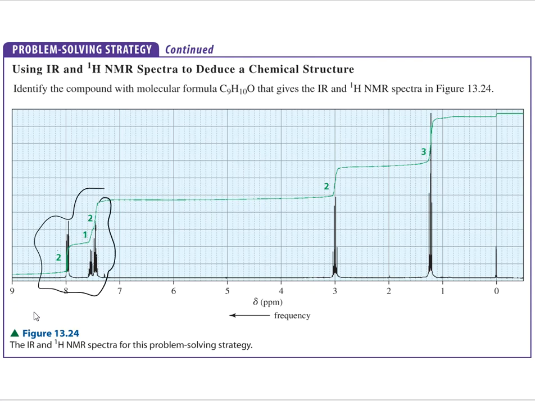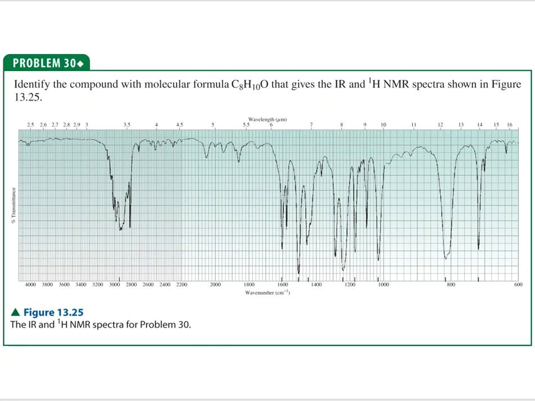I see a 2-1-2, and that was kind of traditional of what we saw in the other example problems with the ortho, meta, and para protons. And then it looks like I've got 2 other signals in place. So we need to go through and see if it matches with the signals, if it matches with the splitting, and so forth.